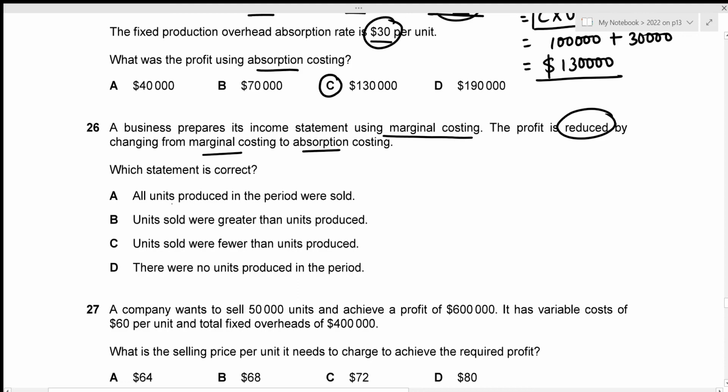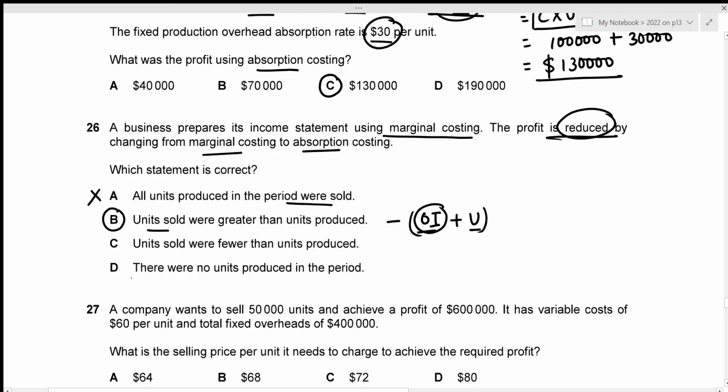The first one is that all units produced in the period were sold. If that is the case, then the profit under marginal costing will be equal to that of absorption costing. And we're not looking for that. So this is incorrect. The second one is units sold were greater than units produced. So this just means that there was some opening inventory and the units produced in this month that were sold. And both the opening inventory and units produced in this month will be subtracted in order to figure out the profit under absorption costing, which means that the greater opening inventory shows a higher expense, and a higher expense always results in a lower profit, and that is exactly what we're looking for. So option B is the correct one.